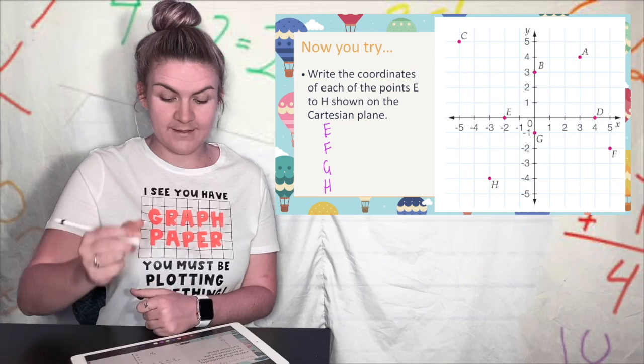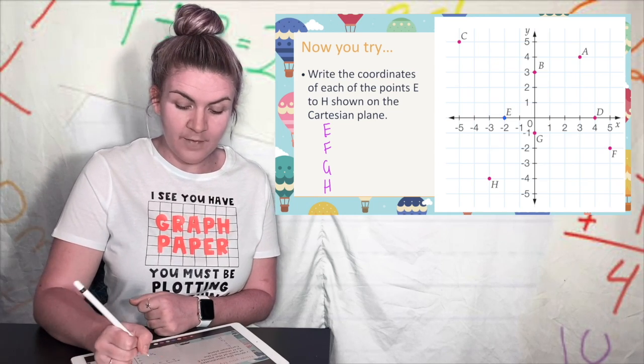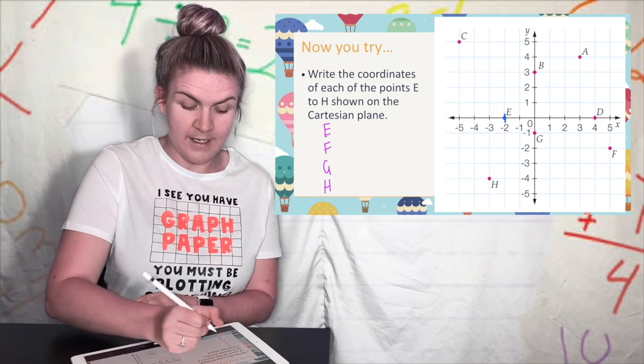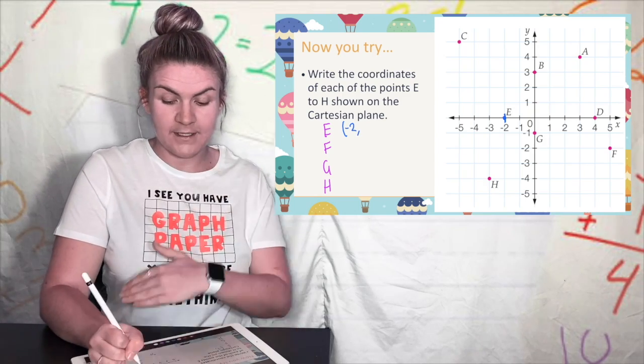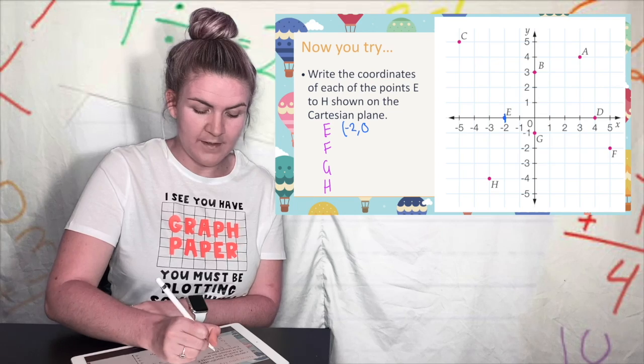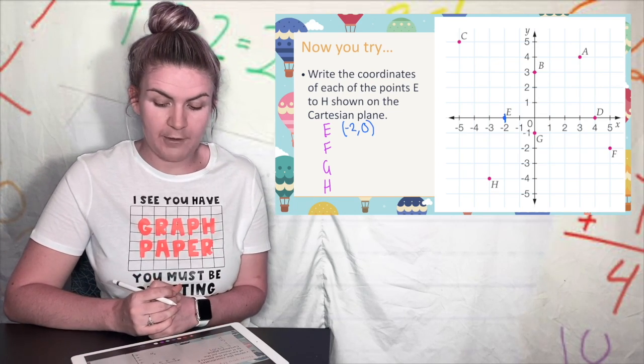Let's check your answers. Here is E. On the x-axis, it's on -2. And when I look vertically across, it is in line with the 0. So that's a -2, 0.